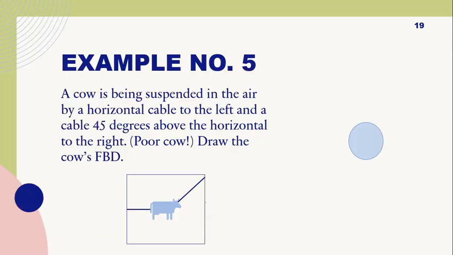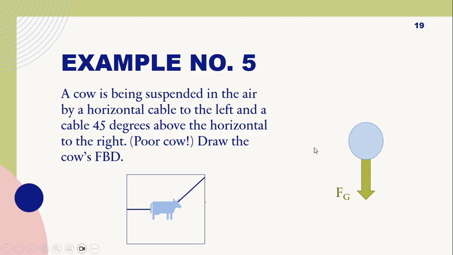Example number 5. A cow is being suspended in the air by a horizontal cable to the left and a cable 45 degrees above the horizontal to the right. Ow, poor cow. Draw the cow's FBD. Obviously, the force of gravity is acting on the cow. That's always the one that you should draw first.